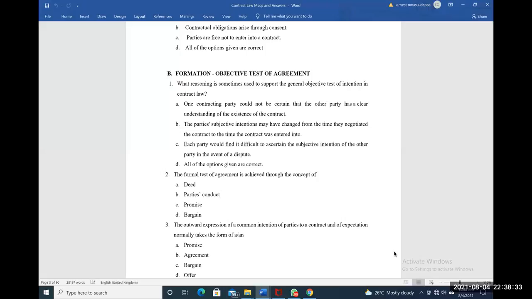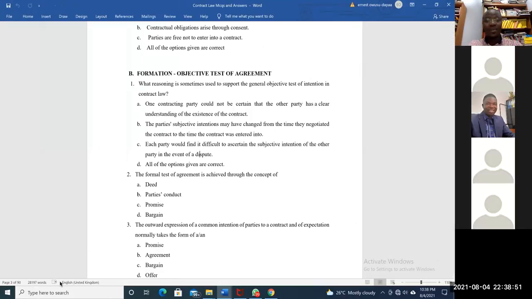So without wasting time, we start with question 1. What reason is sometimes used to support the general objective test of intention in contract law? So A, one contracting party could not be certain that the other party has a clear understanding of the existence of the contract.